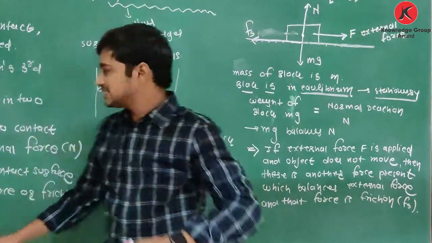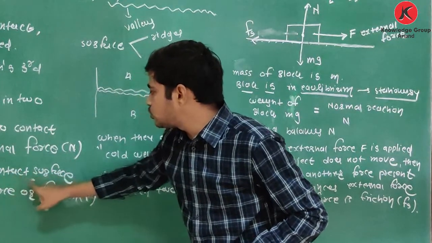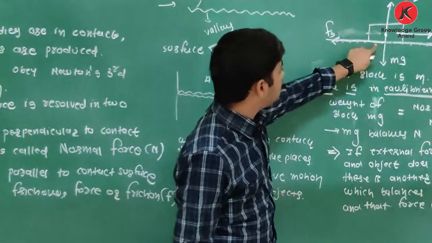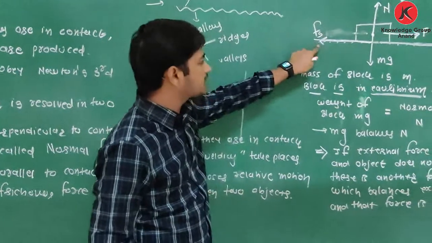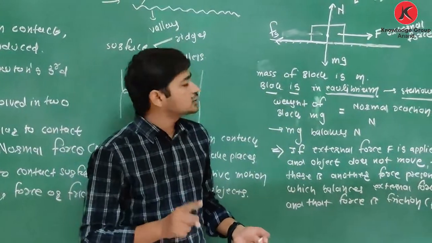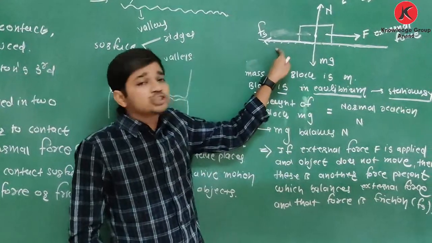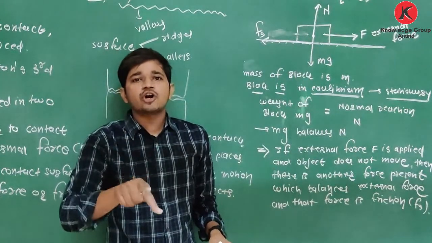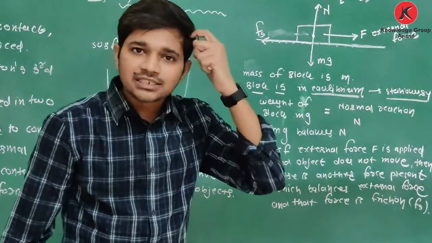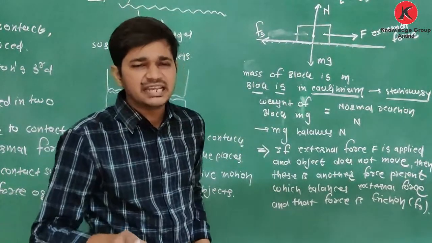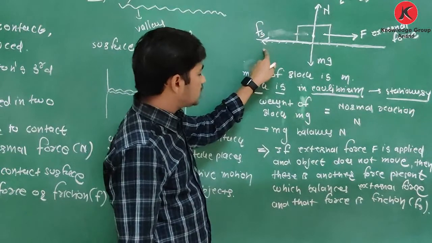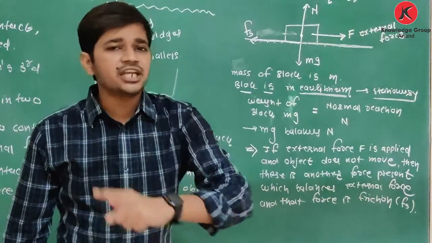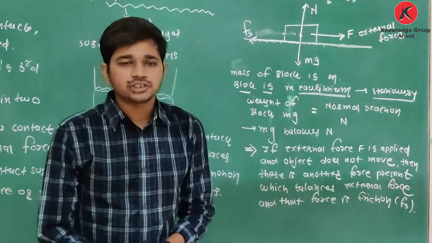This second component, parallel to the contact surface, is called frictional force or friction. And as this frictional force keeps the object in stationary condition, it is called static friction. Do you understand why it is named static friction? This frictional force keeps the object in stationary condition. That's why it is called static friction. Clear about this?